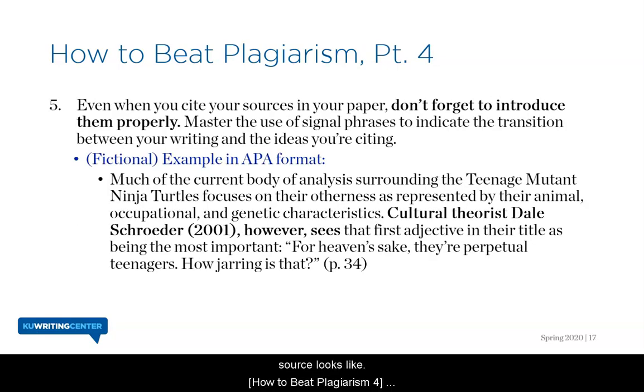The final key in proper source attribution is that you always need to be sure to introduce the sources before you use them. When you introduce, you need to indicate clearly, commonly through the use of a signal phrase, that you're going to talk about someone else's work. You generally do this by saying the author's name, as in the example where the writer signals with cultural theorist Dale Schroeder. These transitions are very important to offset your work from the work of others.